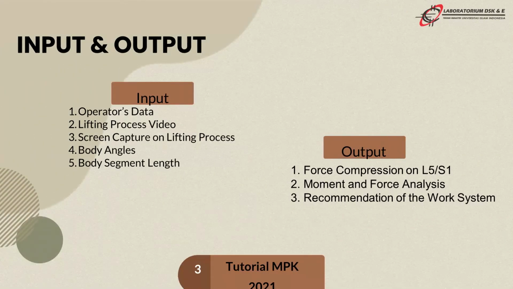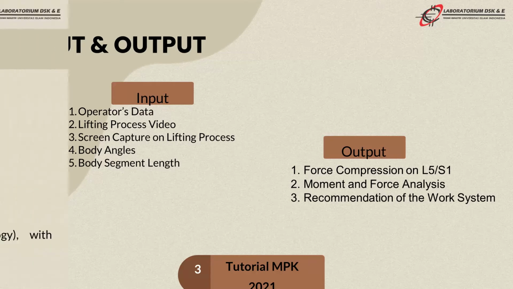Then we have to know the input and also the output in this tutorial. First, for the input, that are operator's data, lifting process video, screen capture on lifting process, body angles, body segment lengths, and for output that are force compression on lumbosacral joint or L5S1, moment and force analysis, and the last is recommendation of the work system.